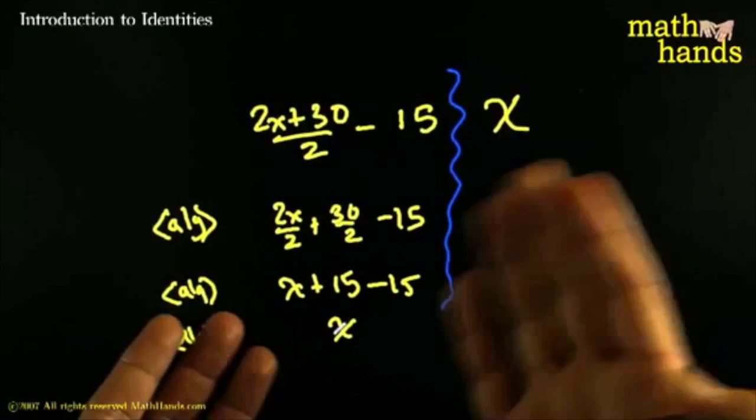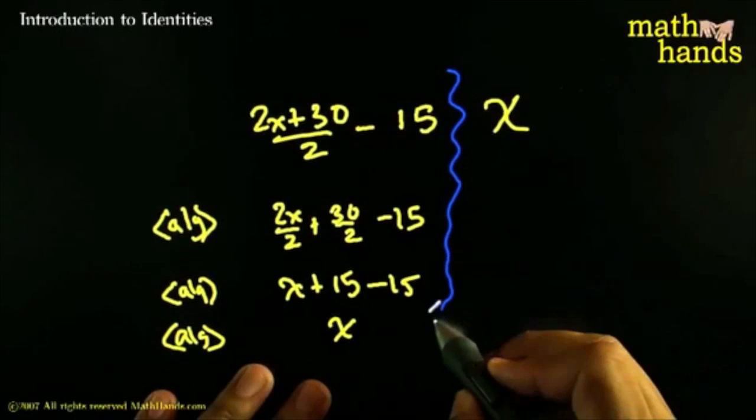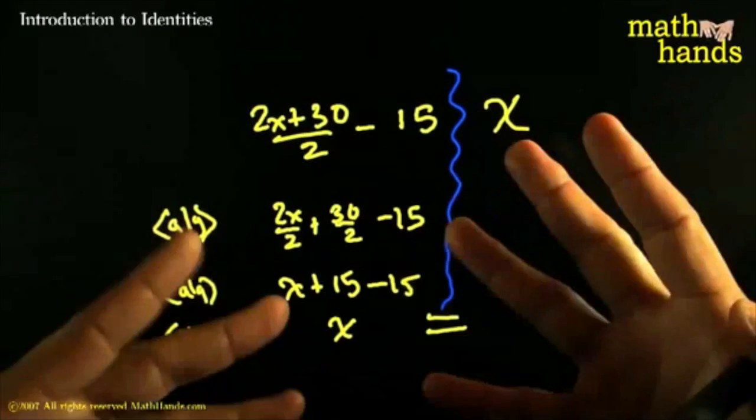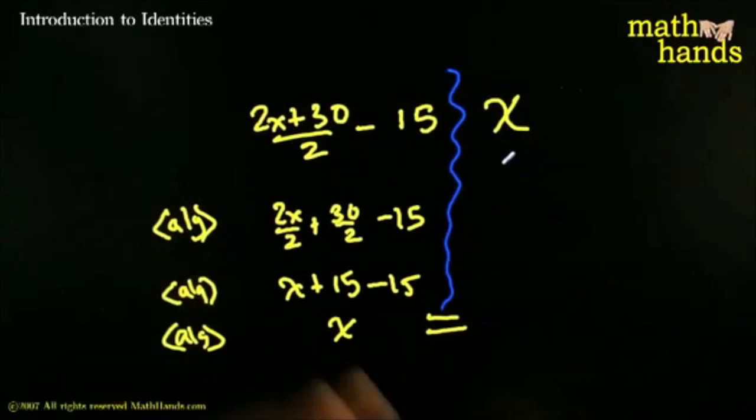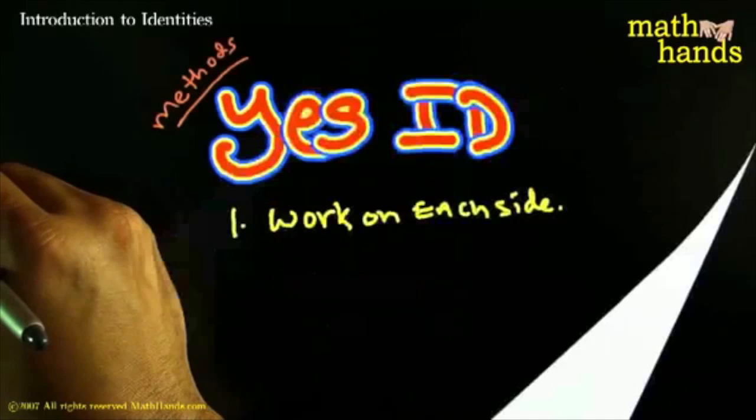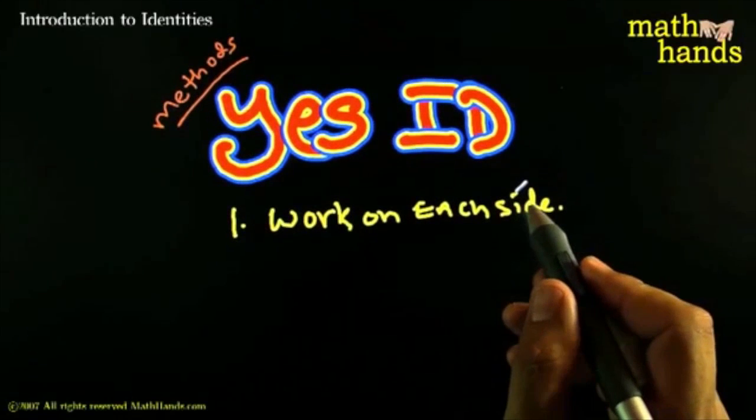Tell me. You tell me, are they equal or not? Of course. They call me the mailman because I deliver. Both sides are equal, and so that proves it. That proves it using the excellent technique, working on each side.